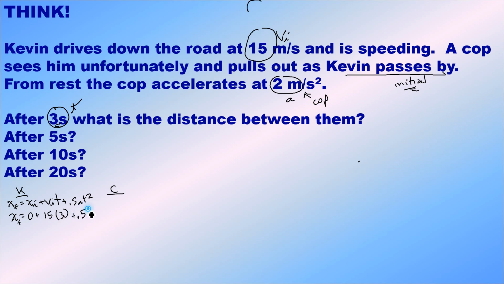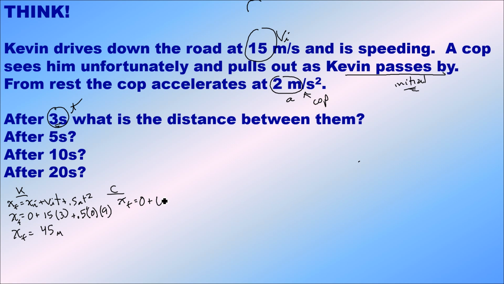So Kevin is not accelerating, so his acceleration is 0. I'm not given acceleration for him, so no acceleration. So this whole piece here doesn't end up mattering for him. So we see after 3 seconds after passing the cop, Kevin has traveled 45 meters, because 15 times 3.